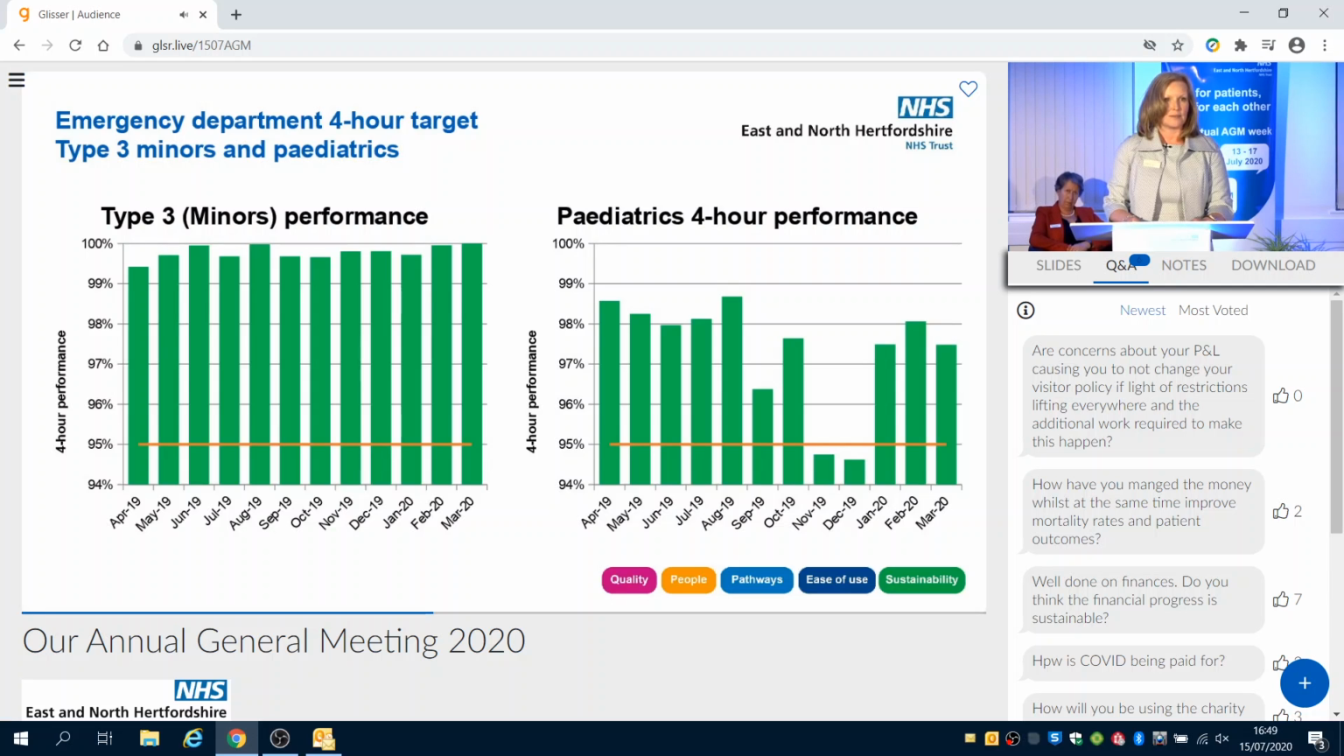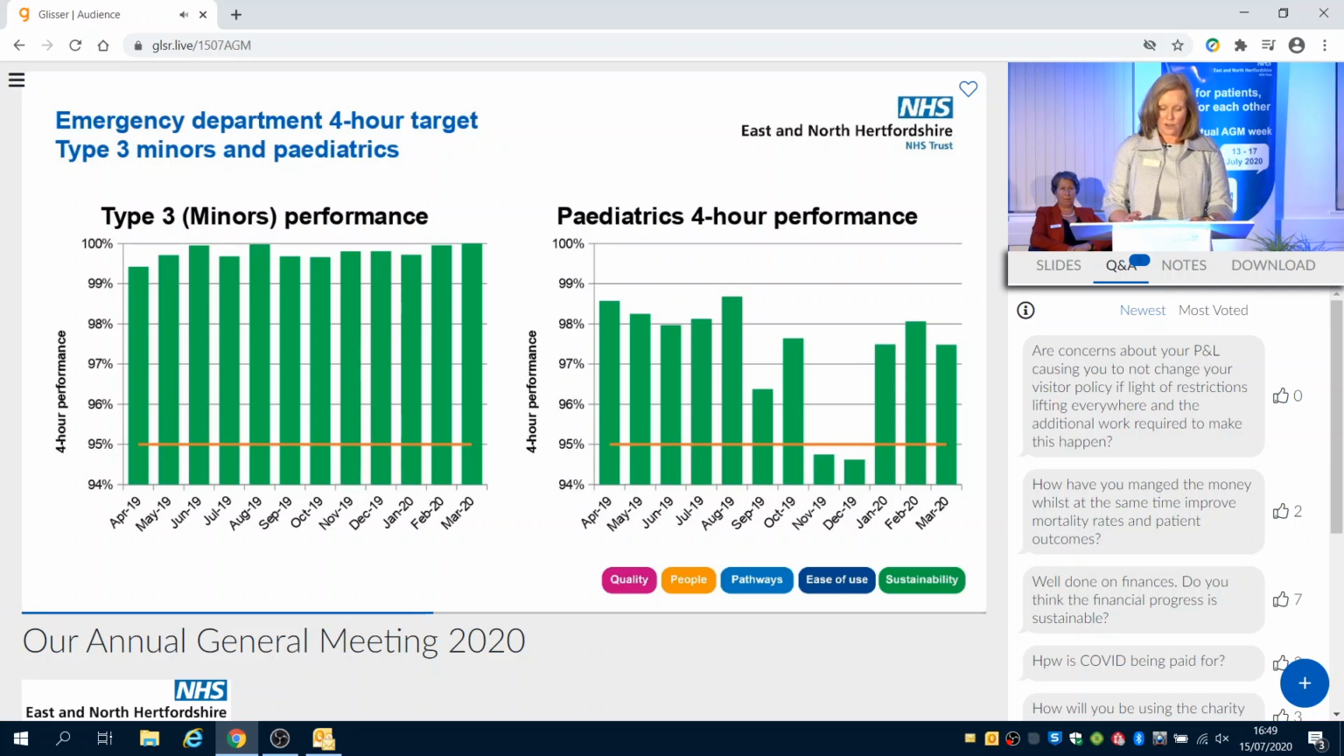Next slide, please. So this slide focuses on 2 specific aspects of the emergency department performance. Firstly, you can see our minors' performance. And with that performance at 99% plus, you can see that the service does really well in support of our patients with minor illness and injuries.